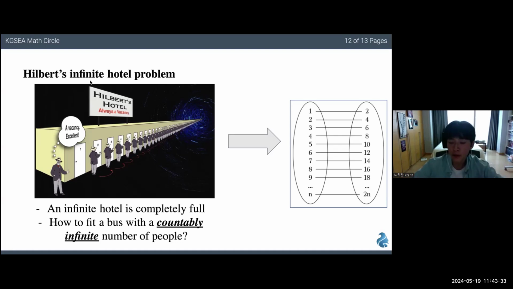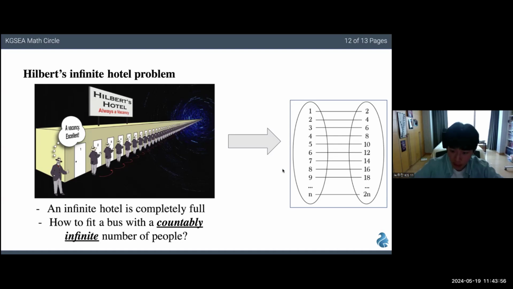It's a really simple proof. As we've shown, there is a bijection between the set of natural numbers and the set of even natural numbers, so we can just move every person from room n to room number 2n, and therefore the rooms with odd room numbers will be open for the people in the bus to fill.